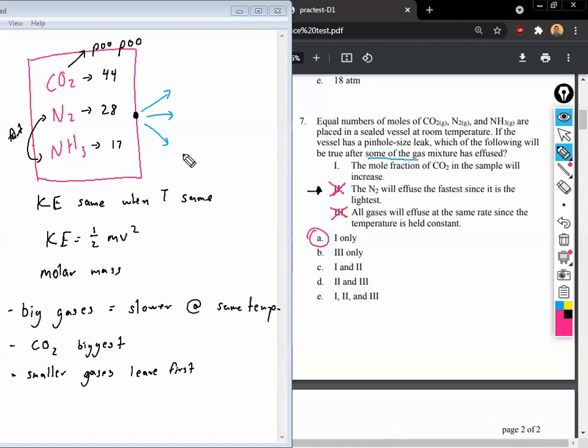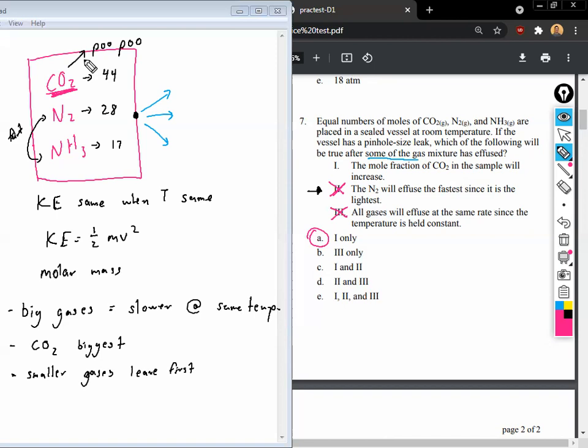It's because if N2 and NH3 leave faster, and this one leaves slower, that means the percentage of CO2 in there will go down slower than the percentage of N2 and NH3, right? Because if more N2 and NH3 leave than CO2, the relative amount of CO2 in there will get higher compared to the other gases. So that's why one is the correct answer, okay?